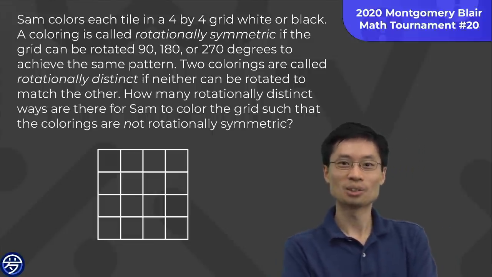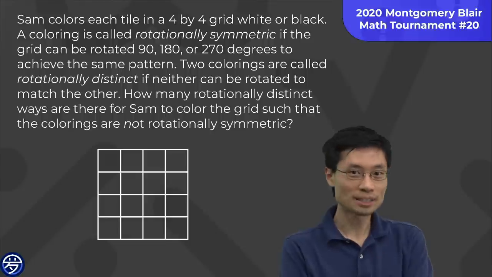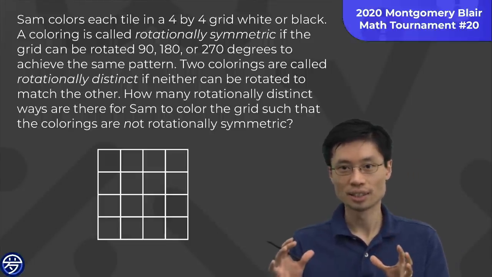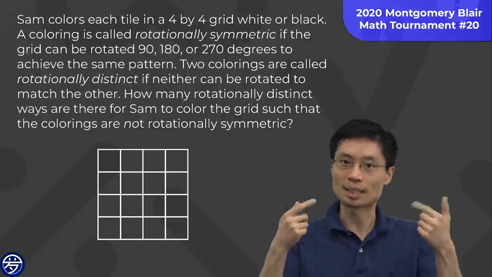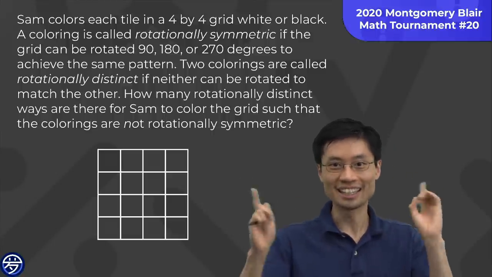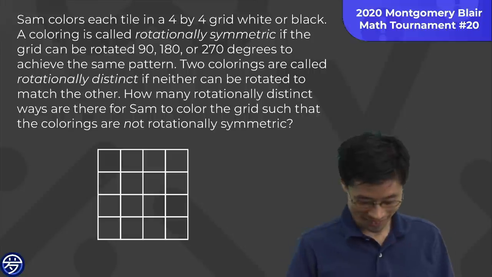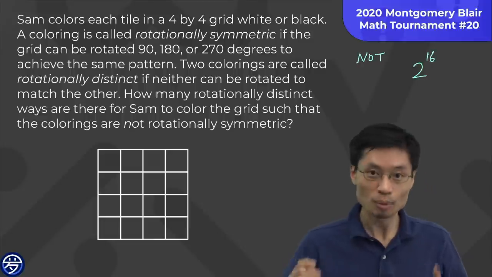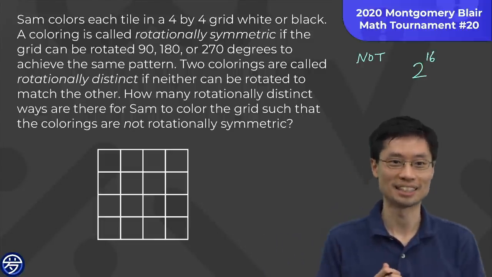Okay. So what we have to do here is say some kinds of colorings appear too many times. Ooh, let me take a step back. Let me first say, hey, here's the wrong answer. The answer is not 2 to the power 16. But by the way, what is 2 to the power 16?